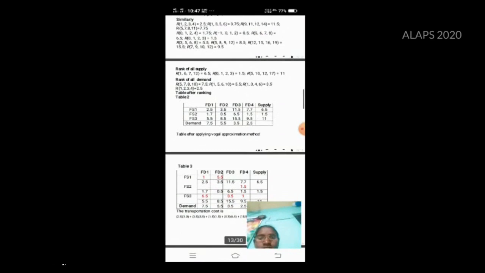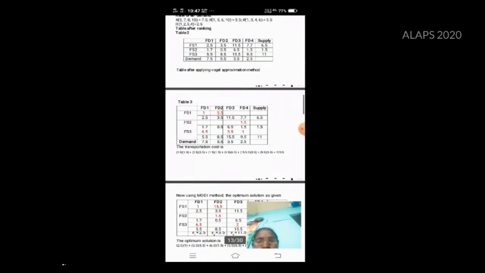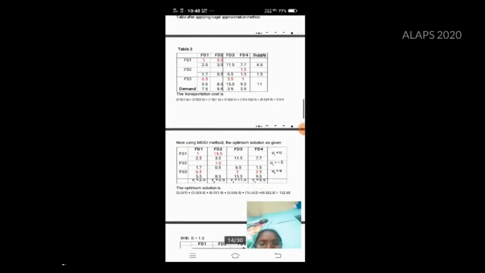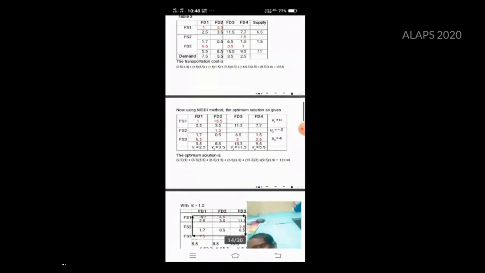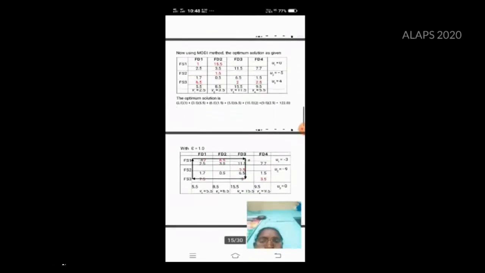Now after applying Vogel's approximation method on table 3, with supply and demands FD1, FD2, FD3, FD4, these are a balanced transportation problem. The transportation cost is 123.5. Now using the MODI method, we get the optimum solution as given. In the optimum solution, the basic cells are allocated, with U1, U2, U3 and the destinations V1, V2, V3, V4. The optimum solution is 122.